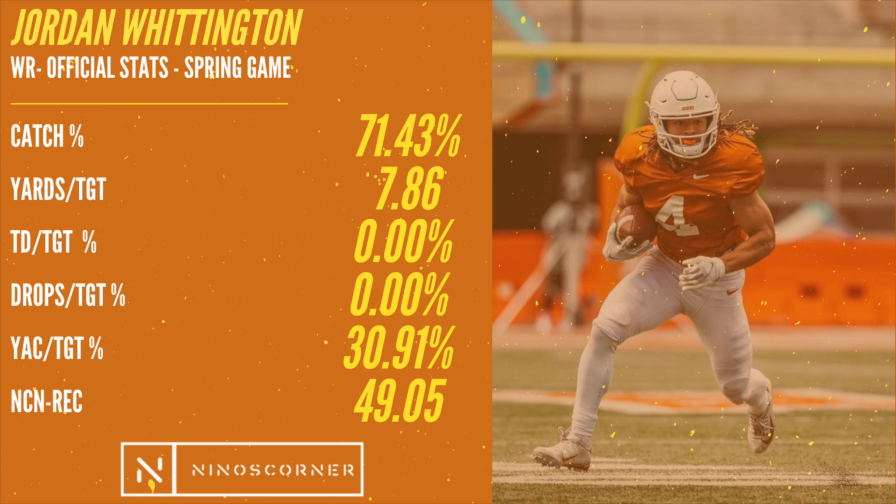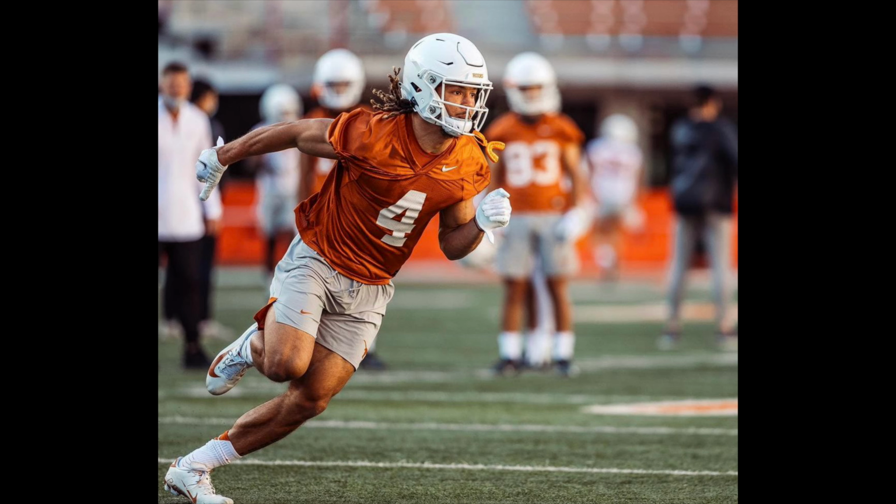But Jordan Whittington, 49.05, guys, 7 targets, 5 receptions, 71.43 catch percentage. He had 55 yards, 7.86 yards per target, 11 yards per reception, and he had a bunch of YAC too. When we talk about Jordan Whittington, what I like about him, he had 17 yards of YAC, 30.91 percent when it comes to his YAC yards. Guys like him, guys like Kai Money that play in that slot, even though Jordan Whittington didn't really play in the slot this game, they're like running backs with the ball in their hands.